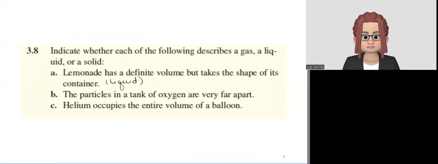Now, take a moment, read item B. It states the particles in a tank of oxygen are very far apart. Now, determine if that statement describes a gas, a liquid, or a solid.